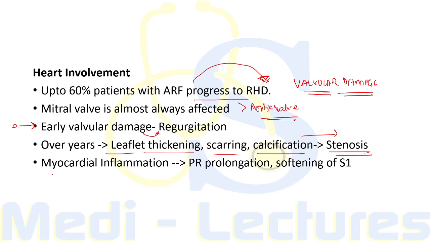Also due to myocardial inflammation, there is involvement of electrical conduction pathways which leads to PR prolongation in ECG. This is the first degree AV block, or even higher AV block can also occur. Also there is softening of first heart sound due to the myocardial inflammation.